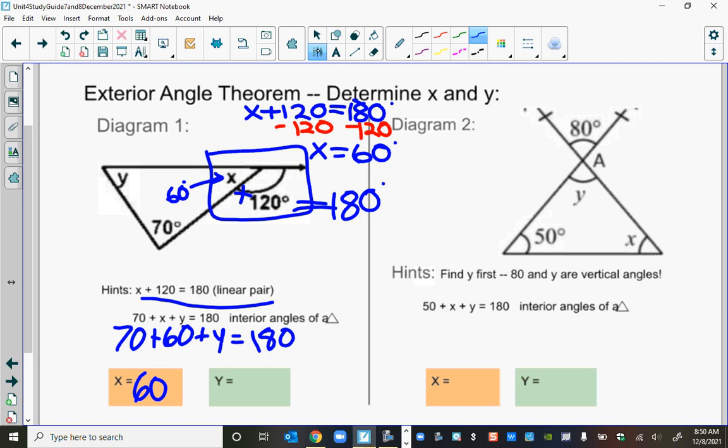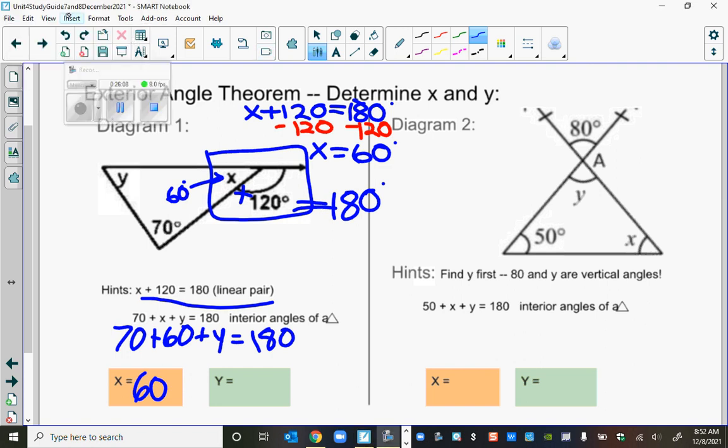Okay, next page. And if you get that y value, then I want you to try to find your x and y over here. And I gave you some hints. So, give that a minute.